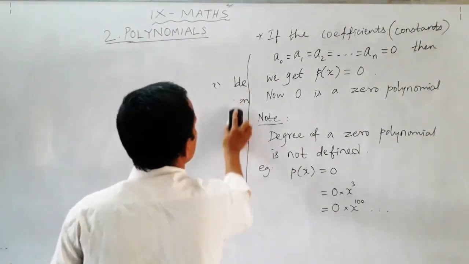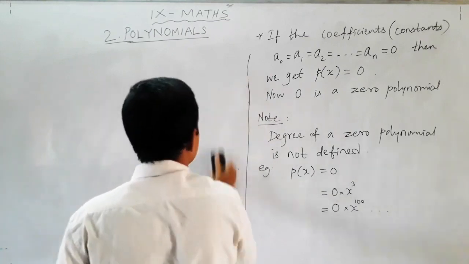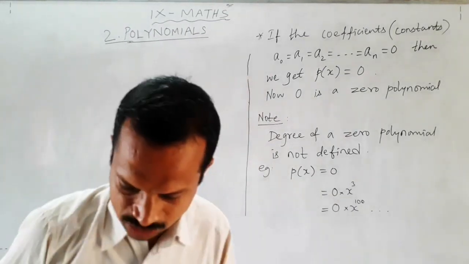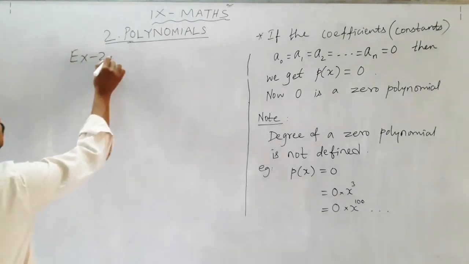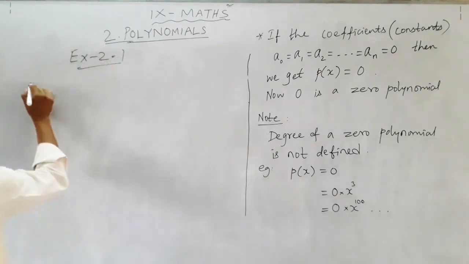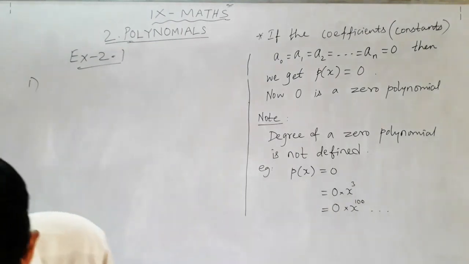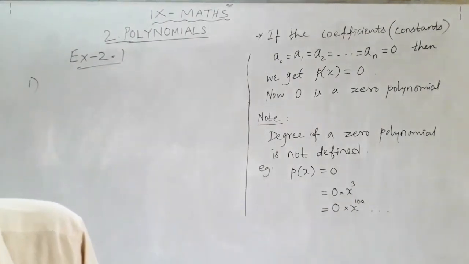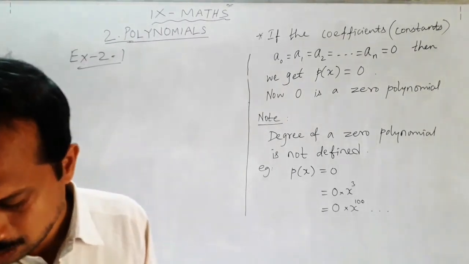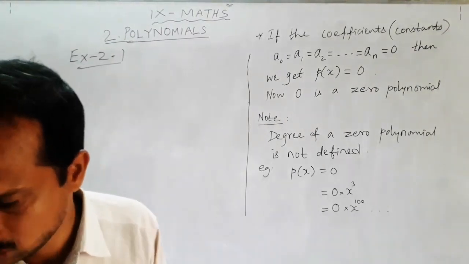Very easy, you can answer by yourself. Very easy exercise. The first one, exercise 2.1. You see what is there? First sum: which of the following expressions are polynomials in one variable and which are not? State reasons for your answer.